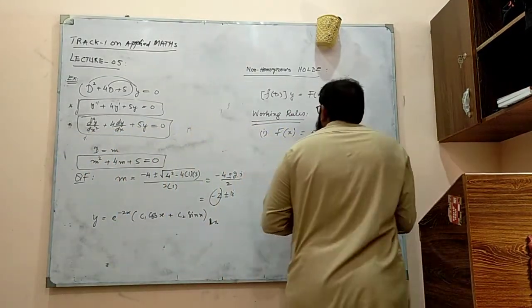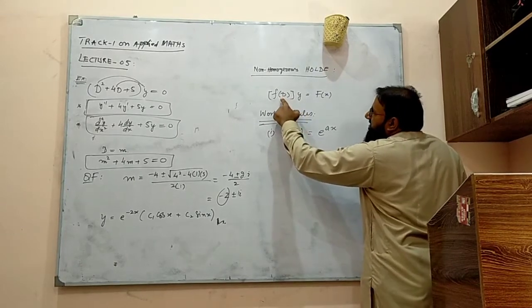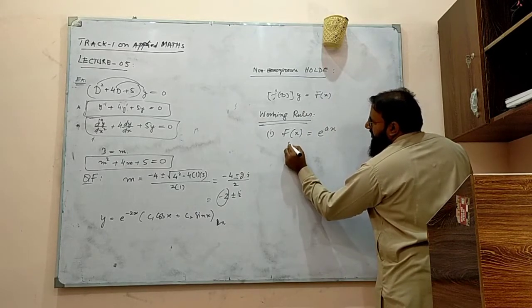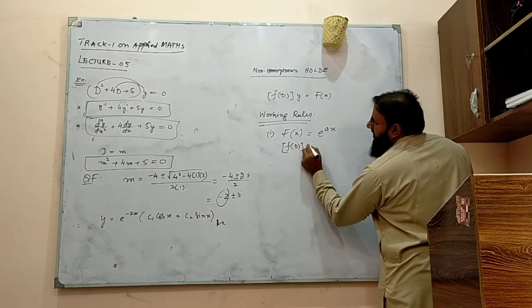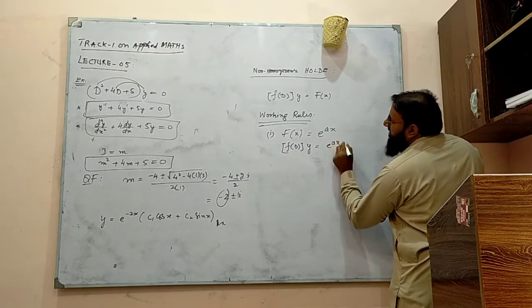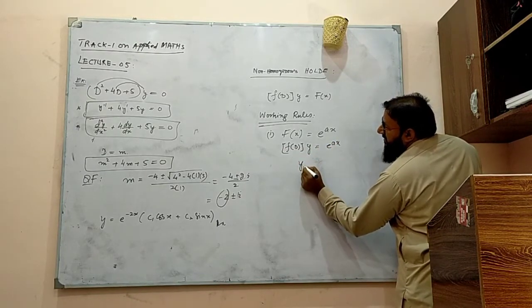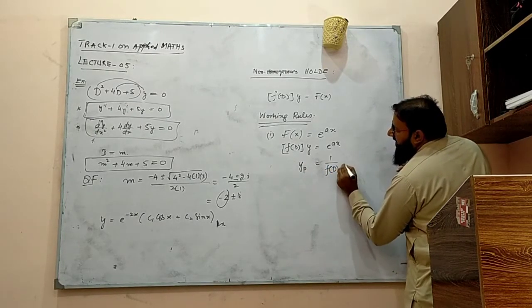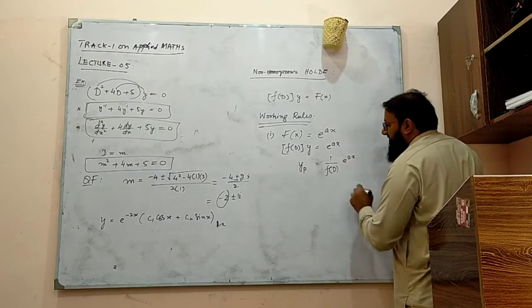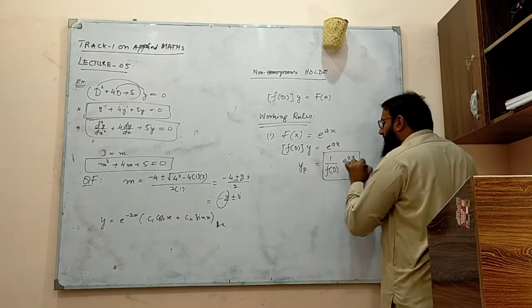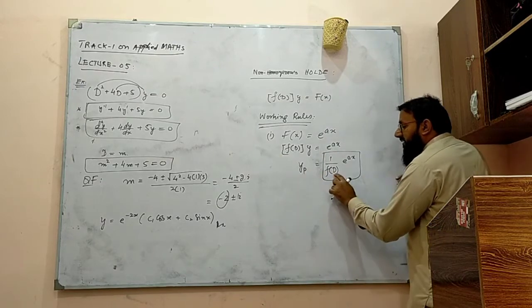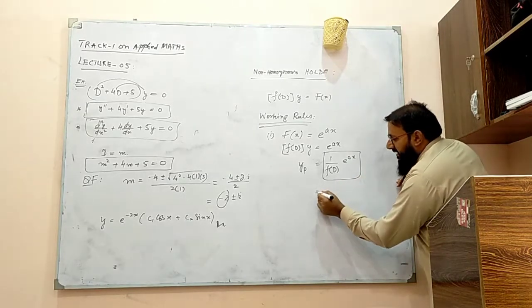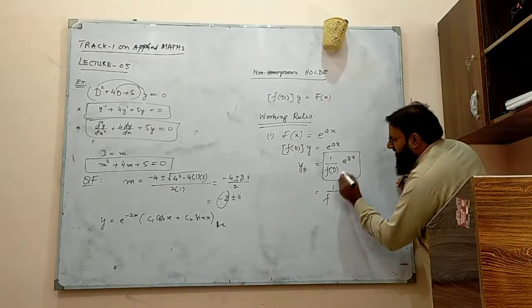So in this case, what you can do, you just take this f of D on this side, f of D operated on y equals e raised to ax. You take f of D here, so your particular integral, what we call yp, would be 1 over f of D e raised to ax. Now the problem is, we want a solution which we call yp, and this solution involves this D. So we have to just remove D, and at the place of D we have to put this a.